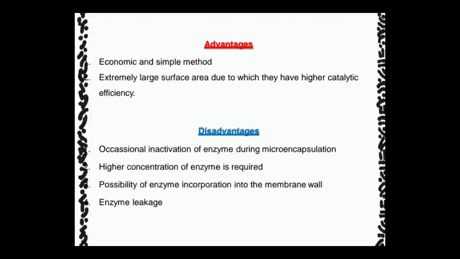What are the advantages of this particular method? That is, it is economic and simple, and extremely large surface area is obtained due to the smaller size of the particles, which have a higher catalytic efficiency. What are the disadvantages? Occasional inactivation of the enzyme during microencapsulation, higher concentration of enzyme is required, possibility of the enzyme incorporation into the membrane wall, and enzyme leakage.